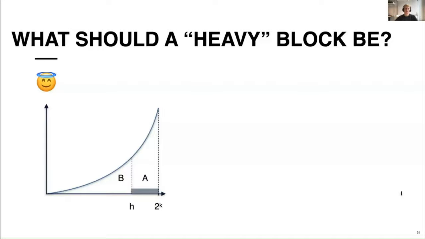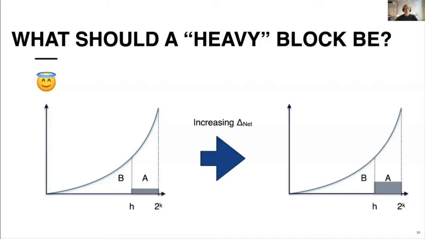Let's think about what happens when the network delay is increased. When the network delay is increased, the grayed out area of blocks that were too close to each other becomes larger, which means that there will be less weight in the area A that outweighs the area B. So this is sort of bad for us.